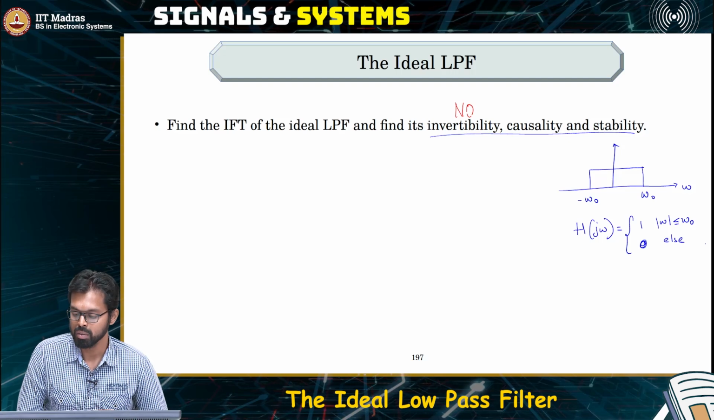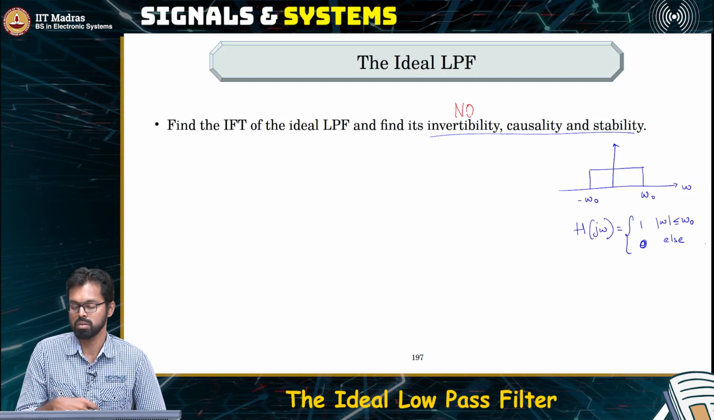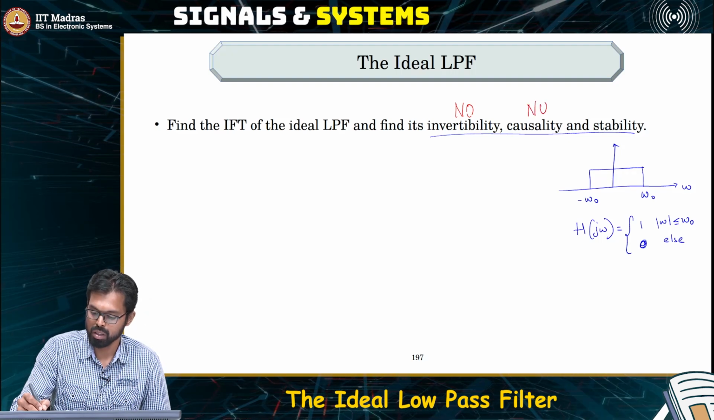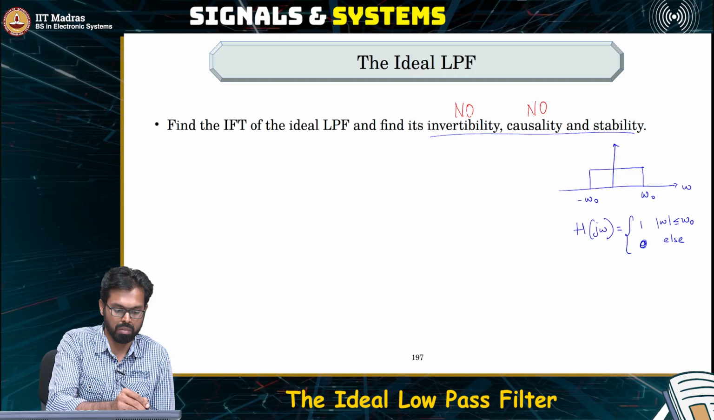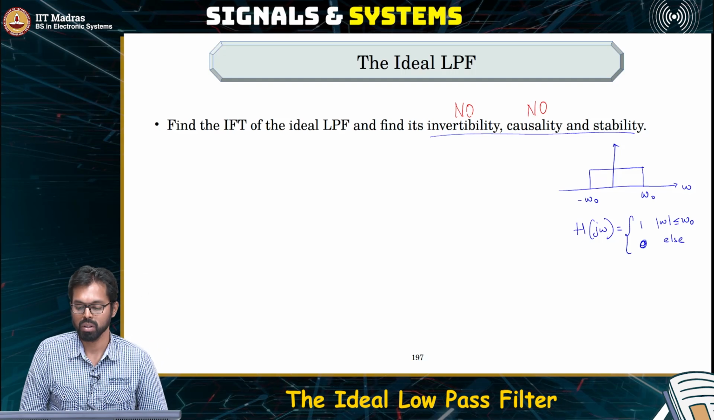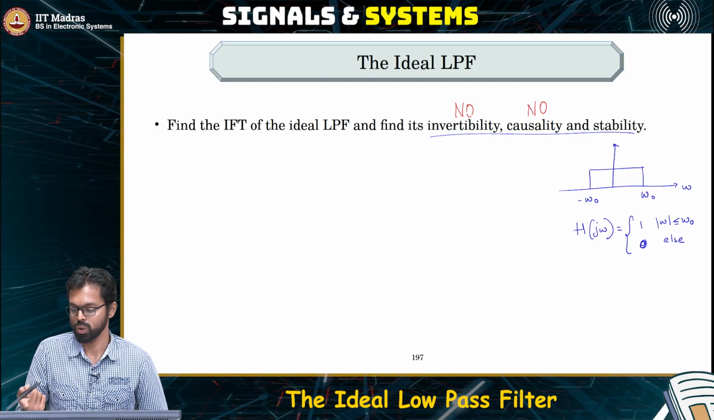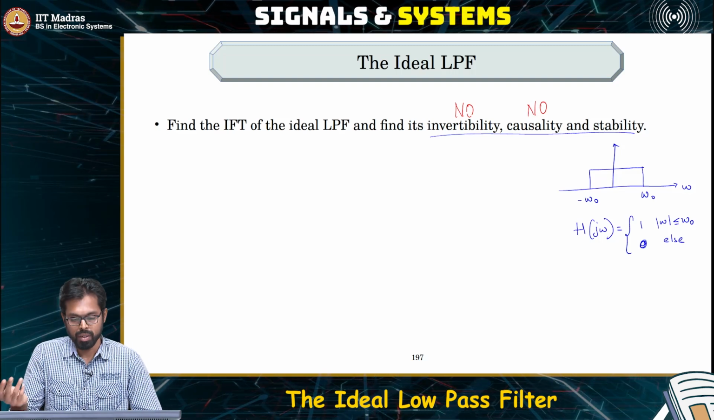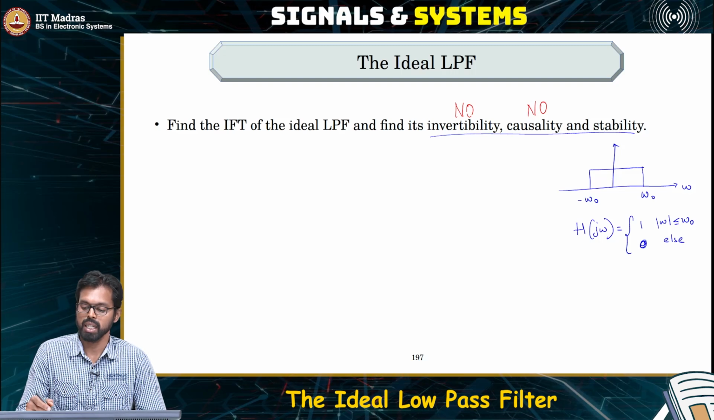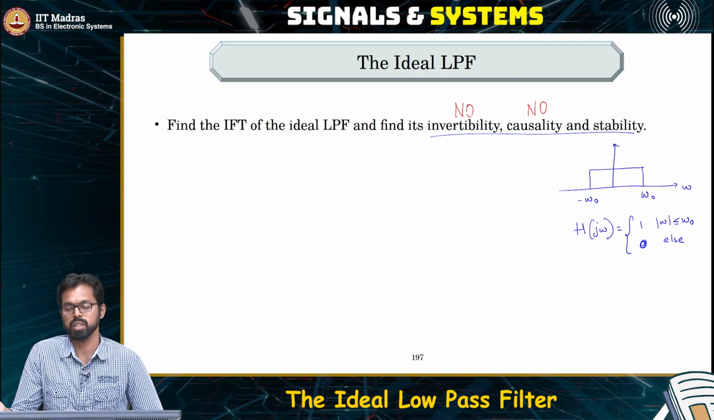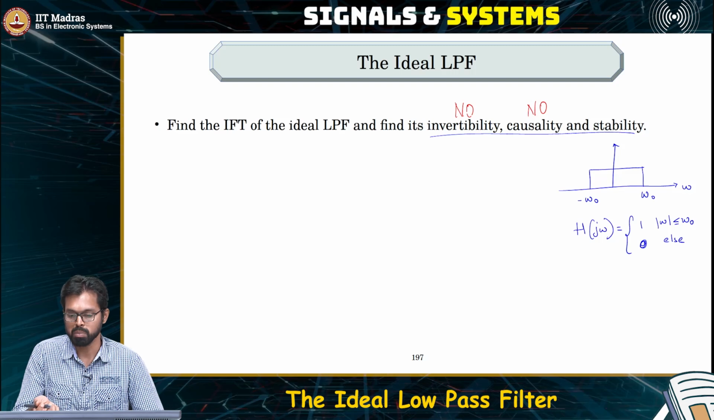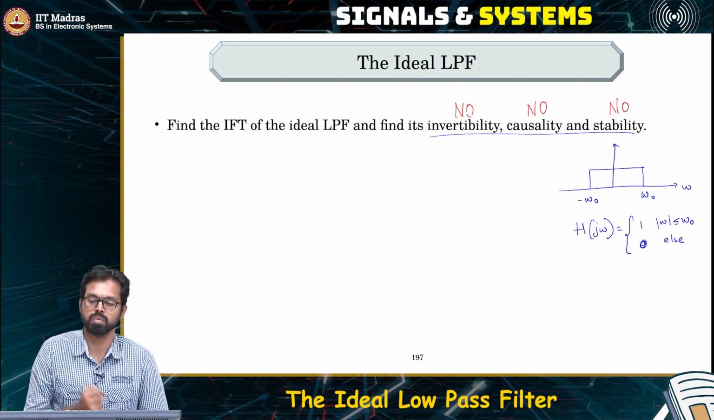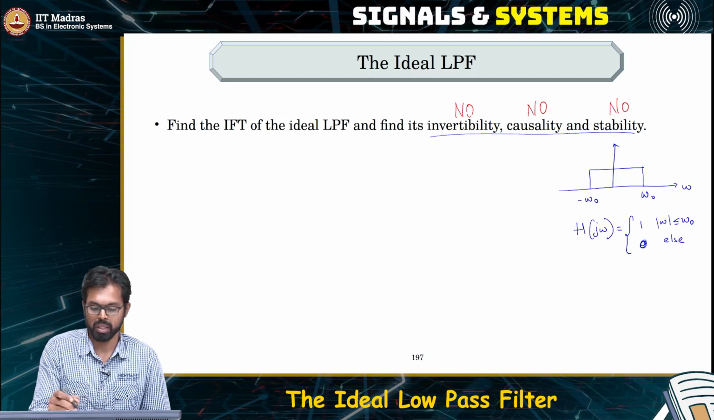Is this causal? Well, this is band limited. Just by looking at it, we can say because it is band limited, this is not causal. Okay. And is this stable? Well, we don't know if this is stable, but by using our property of duality, we can say that it is a Sinc function, and the Sinc function is one example where it is not absolutely integrable. So clearly this is also not stable.